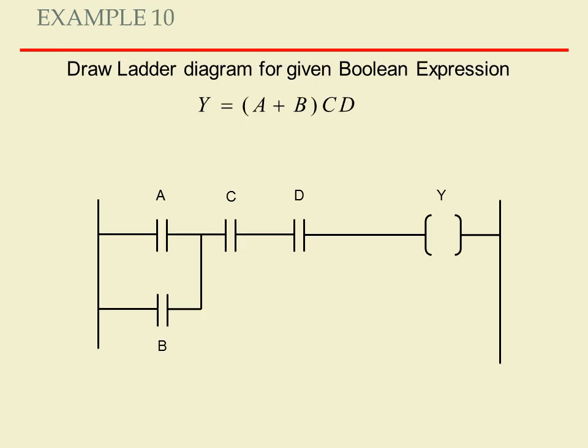Next example, the Boolean expression is given by Y is equal to A plus B into CD. So A plus B is given by A and B in parallel. Then C into D is given by C and D in series, and A plus B and CD are in series, as you can see here.